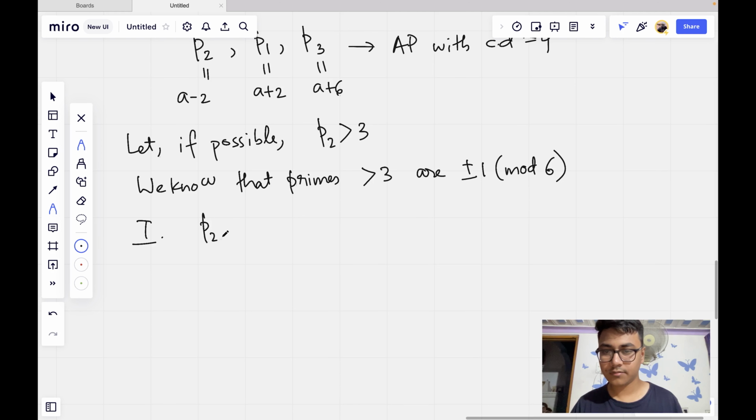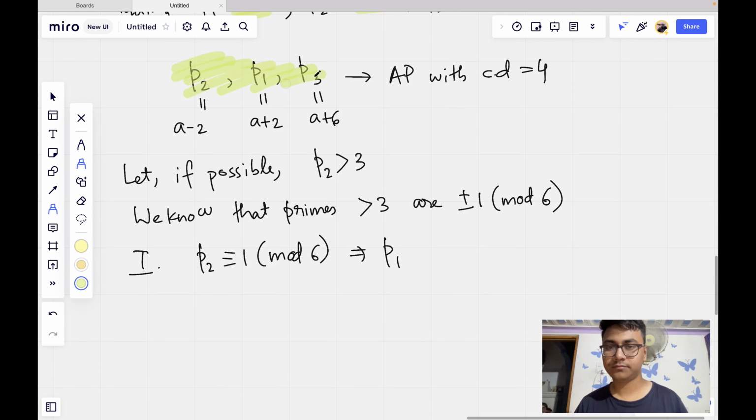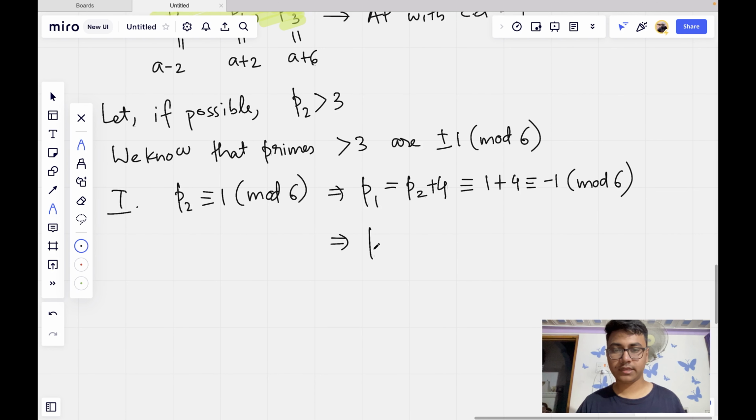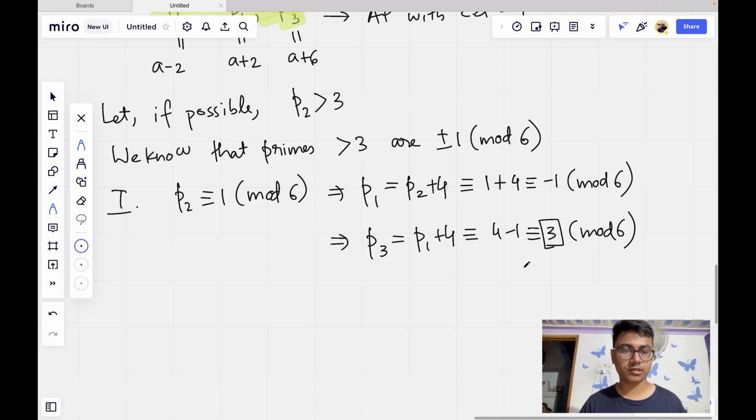So the first case is P2 is congruent to 1 mod 6. If P2 is congruent to 1 mod 6, P1 being the next term in the AP, we will highlight the AP here, P2 plus 4 is congruent to 1 plus 4, congruent to minus 1 mod 6. And the next term is P3, which is equal to P1 plus 4, and this is congruent to 4 minus 1, congruent to 3 mod 6. Now a prime number greater than 3 can't be equal to 3 mod 6. This is not possible.